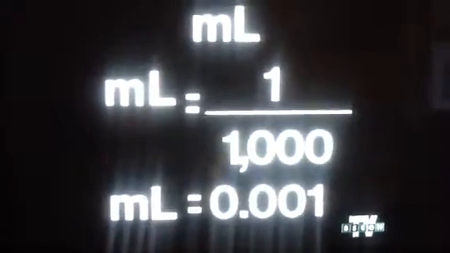The abbreviation for milliliter is small m, capital L. The milliliter written as a fractional part of a liter is 1/1000th because it is 1/1000th of a liter. And when written as a decimal, .001.